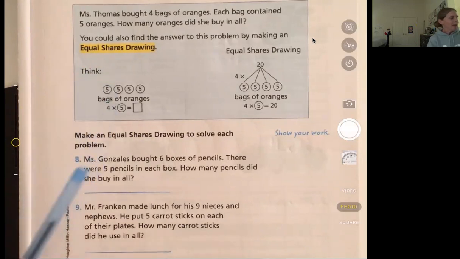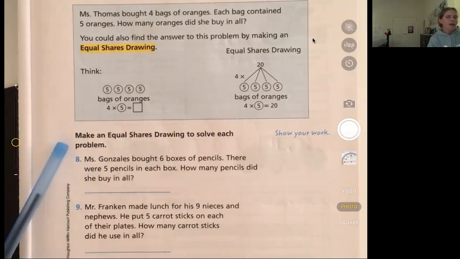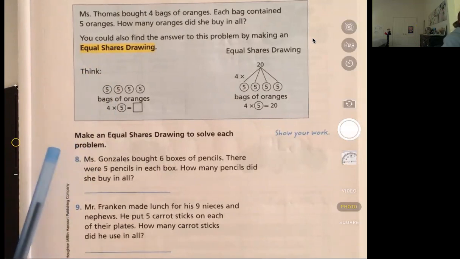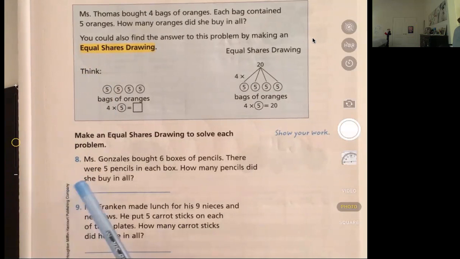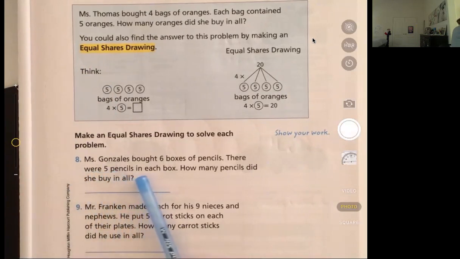So I'm going to go ahead, I'm going to jump down to number 8. I'll read my directions first. I'm going to go out of the camera a little bit, but you'll see my pen working. We're going to make an equal shares drawing to solve each problem. Number 8 says, Miss Gonzalez bought 6 boxes of pencils. There were 5 pencils in each box. How many pencils did she buy in all?